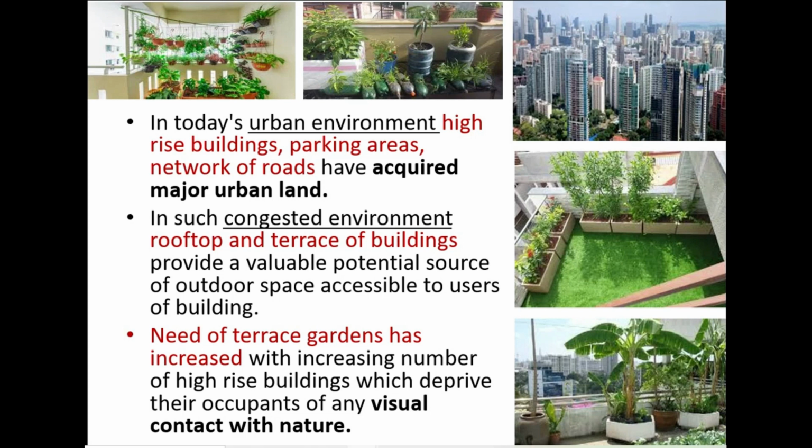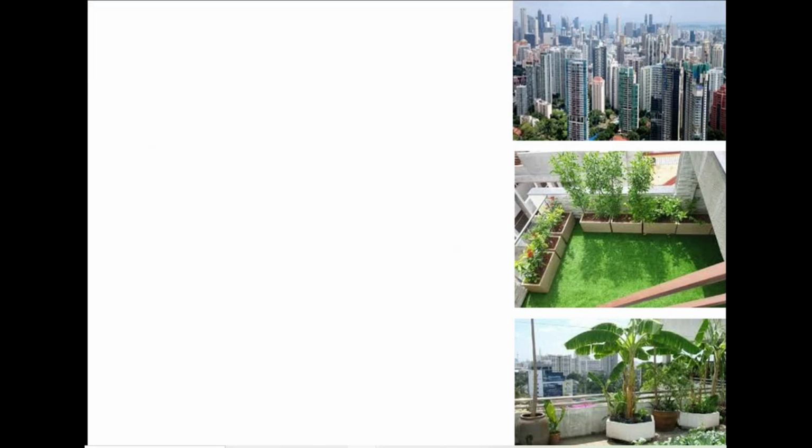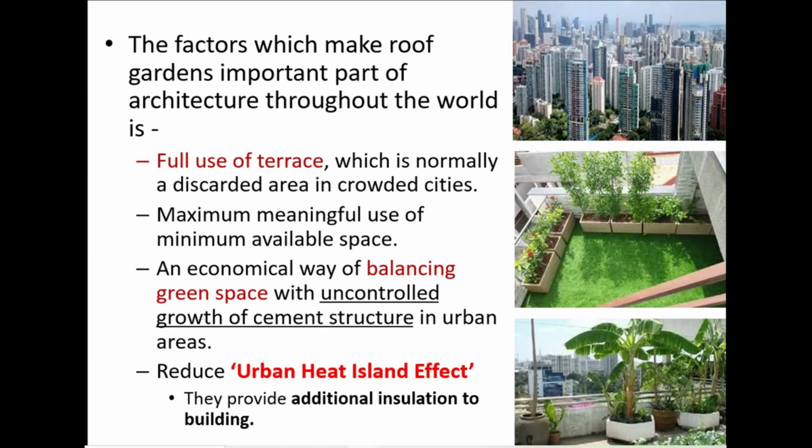Even in the very first class I told this, when we started about gardening, the introduction to gardening. Because of high-rise buildings, so many trees were cut, so we actually lost contact with nature. Day to day, the greenery we were seeing has disappeared. So just to bring it back, people go for vertical gardening and terrace gardening. Additionally, why is the rooftop garden in demand? The factors which make the rooftop garden an important part of architecture throughout the world is full use of the terrace, which is normally a discarded area of crowded cities.